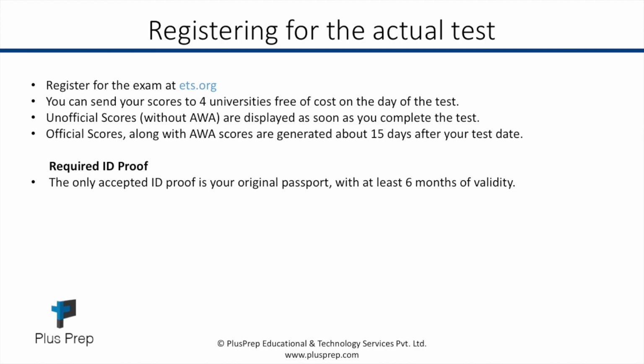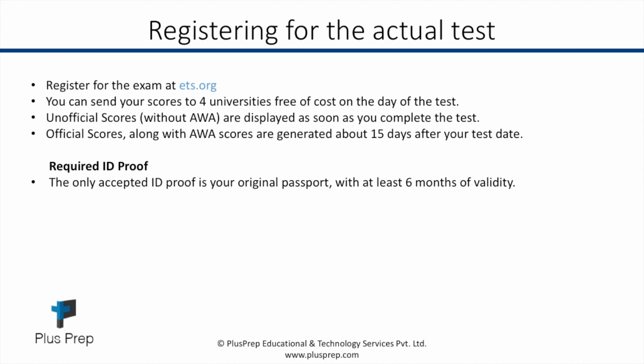The unofficial scores for the AWA are displayed after about a week or up to 16 days. The unofficial score for the other sections, verbal and quant, appears instantly, right after you finish the test. You may choose to cancel the test as well if things have not gone as planned.